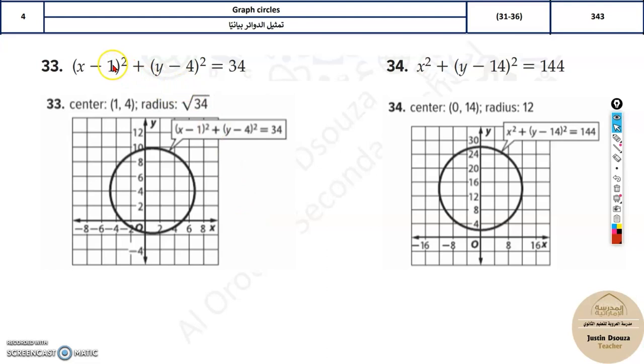Over here, first see the center. It is 1, 4. Okay, the center must be 1, 4. Yes, it is. Then the radius is square root of 36. It's almost near to 6 units, because the square root of 36 is 6. Square root of 34 will be 5.8 or something. Just count it and you must get that answer.